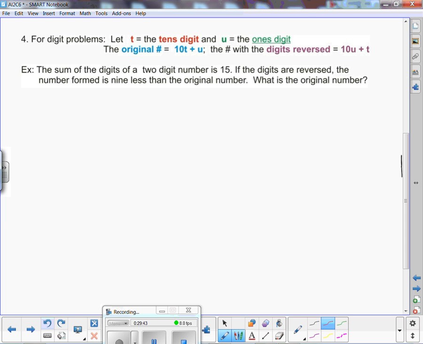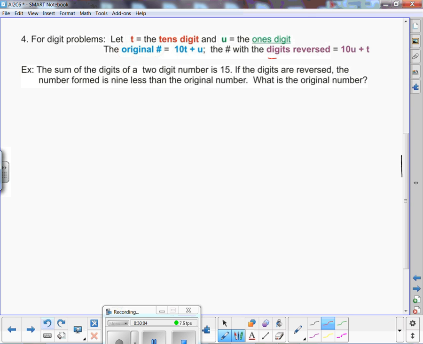Now, what else? How would you do the original number? Well, just like I showed you, 10 times the digit in the tens place plus the units digit will allow you then to have the actual number. So that's always 10t plus u. Always. The original number always is.